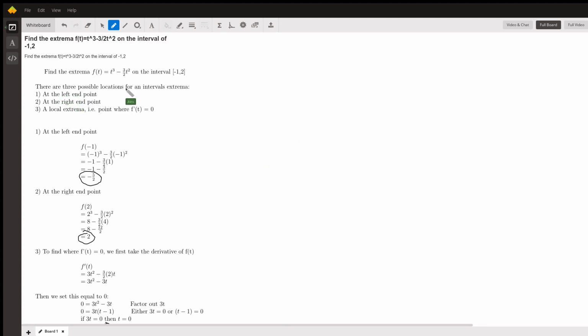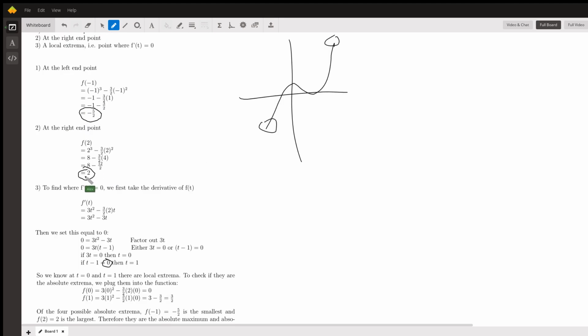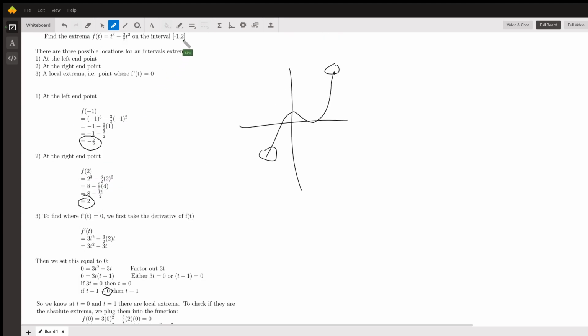Anyways, there are basically three possible locations where these extrema can occur. Local extrema at the point f prime of t equals 0, and the absolute extrema could be at the left endpoint or the right endpoint. So we need to check how high on our xy axis our left and right endpoints are. The left endpoint, we take f of -1, and we end up with -5/2. And at the right endpoint, we take f of 2, and we get 2.